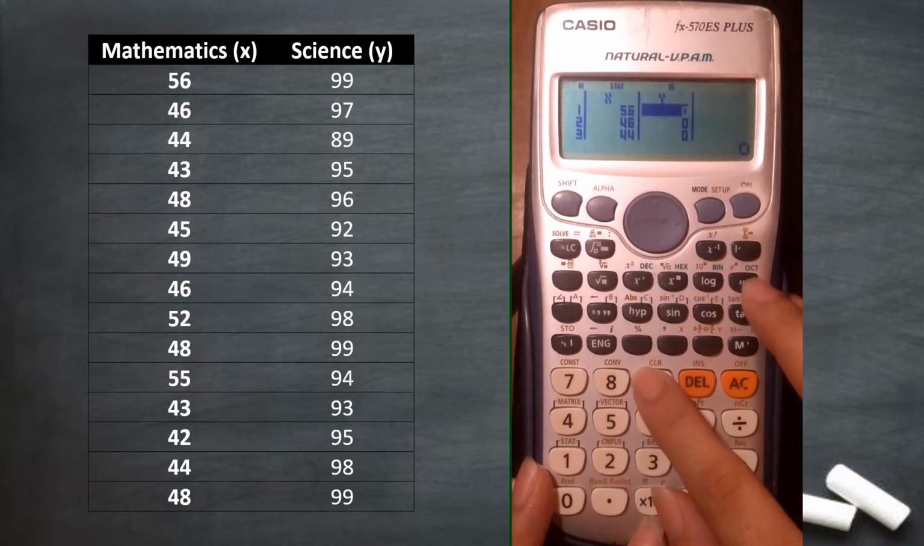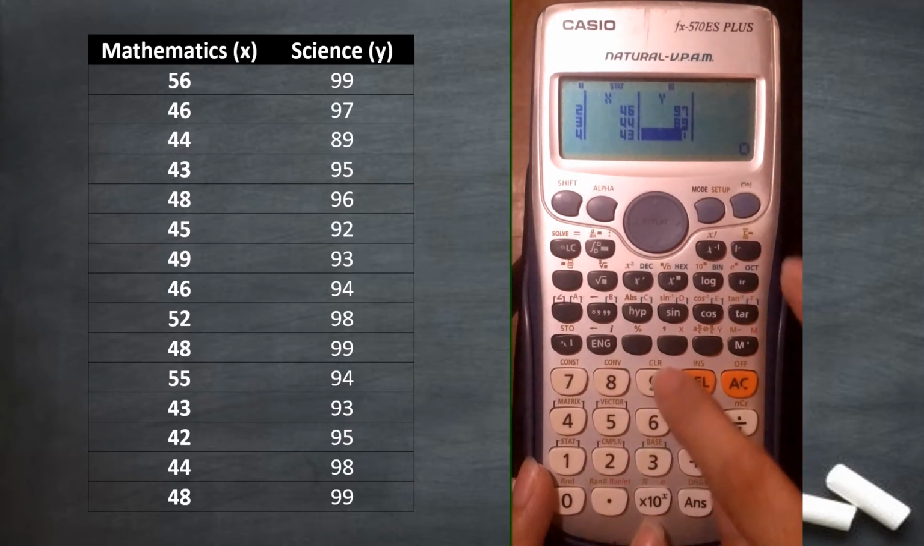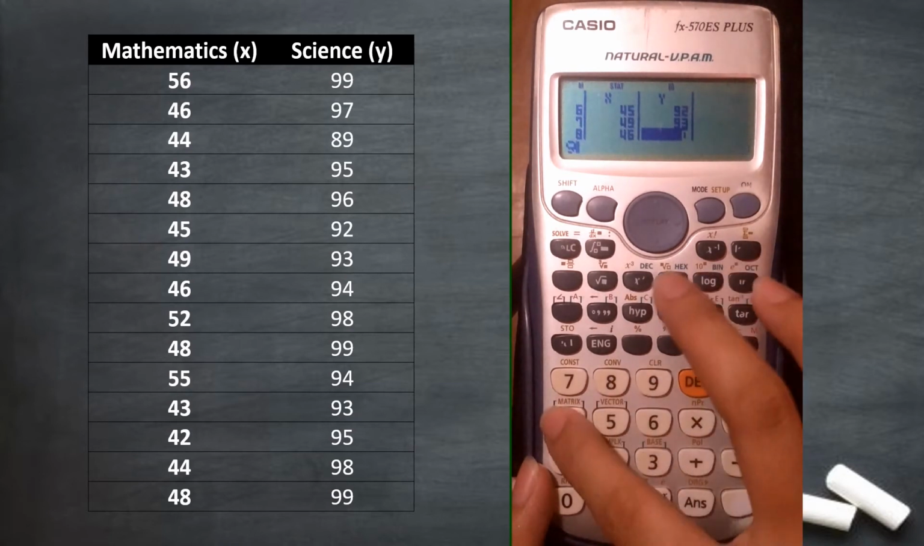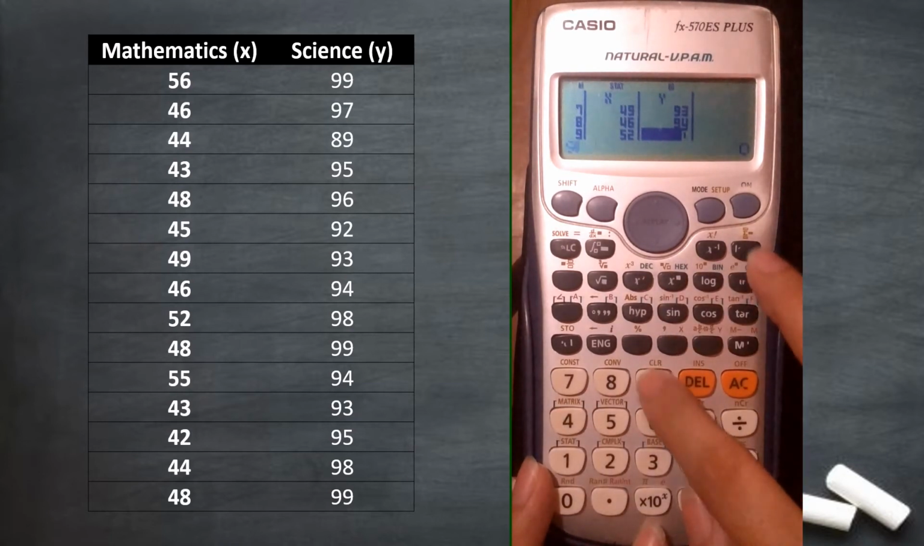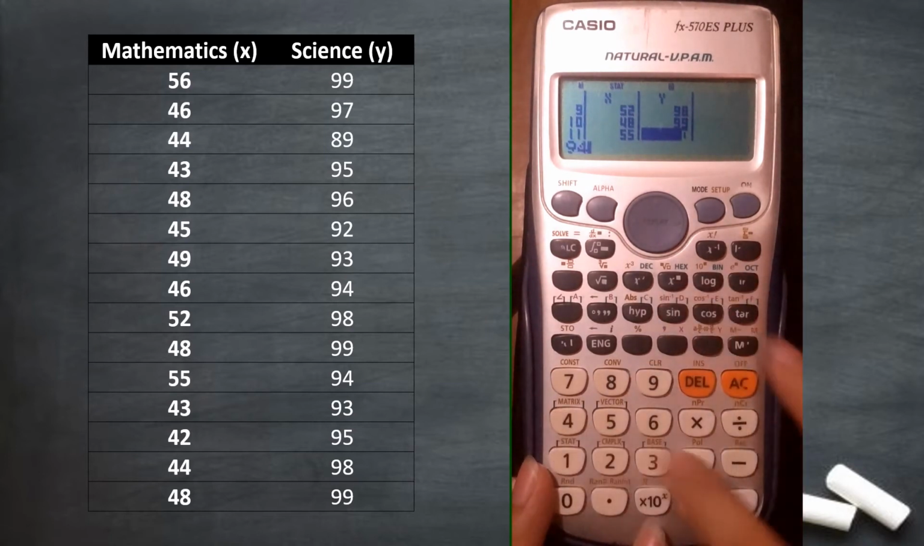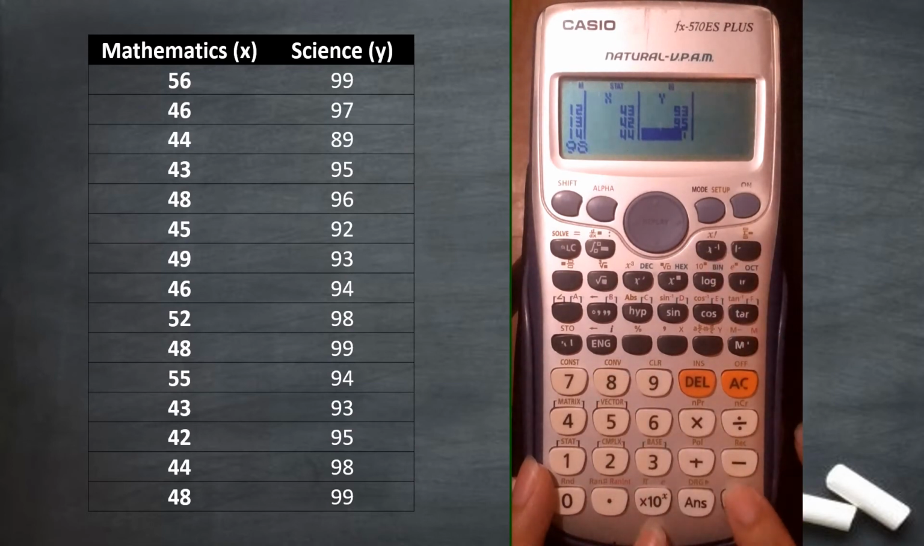So for the y column, we have 99, 97, 89, 95, 96, 92, 93, 94, 98, 99, 94, 93, 95, 98, 99.